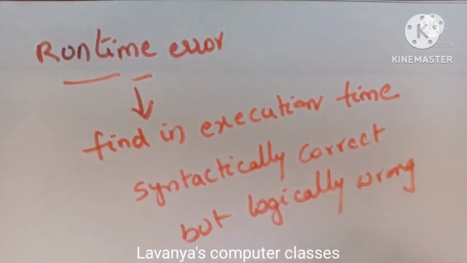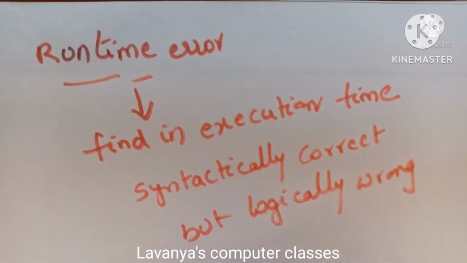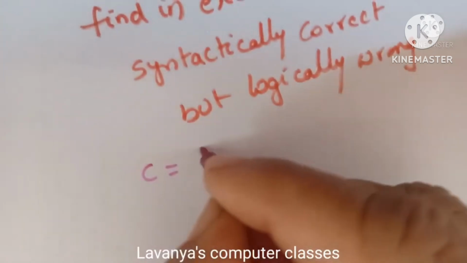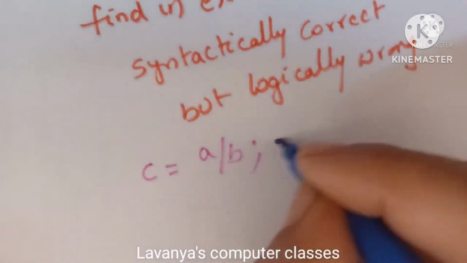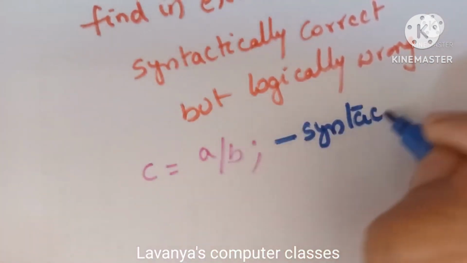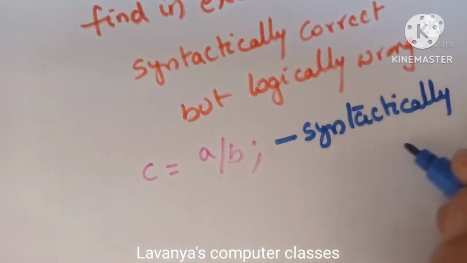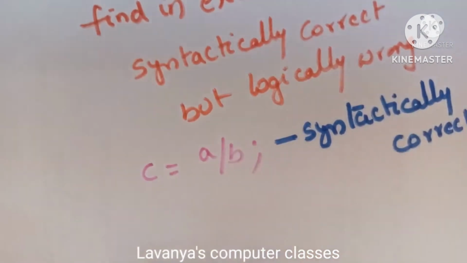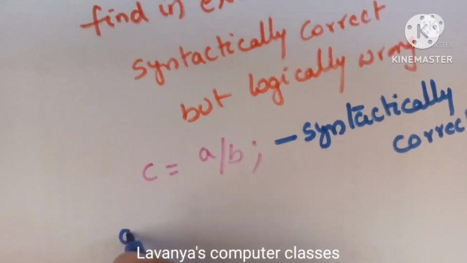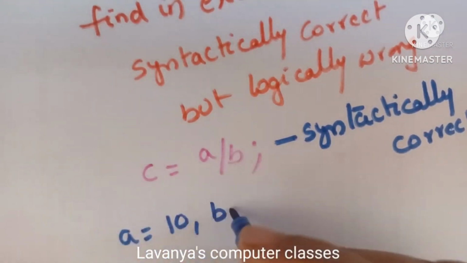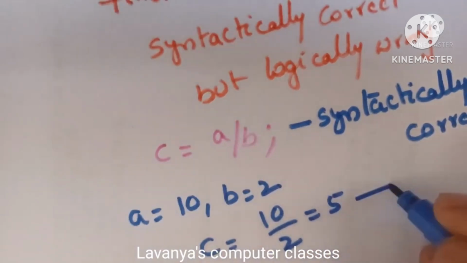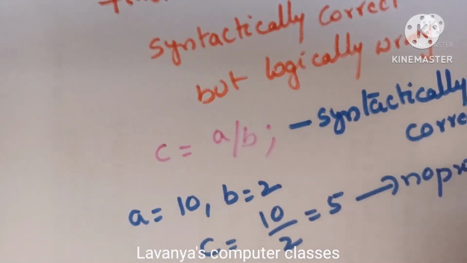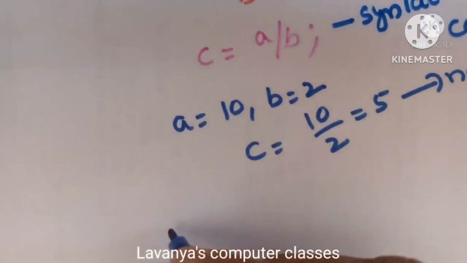For handling these errors, we require exception handling concepts. That's why, before exception handling, find out what the error is. So these are syntactically correct but logically wrong. Here C is equal to A by B. Semicolon is there, syntactically it is correct. But it works for some values, and for some values it does not work. See here, C is equal to A by B. If I give A value 10 and B value 2, what is the value of C? C value is 10 by 2, that is 5. Without any problem, we are getting the answer. So the program is correct for these values.